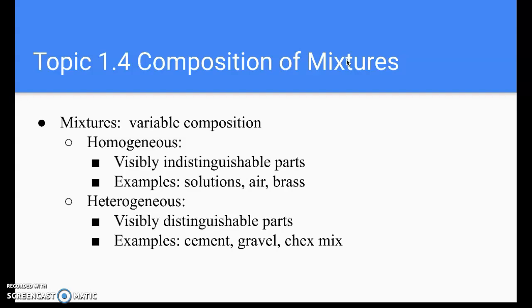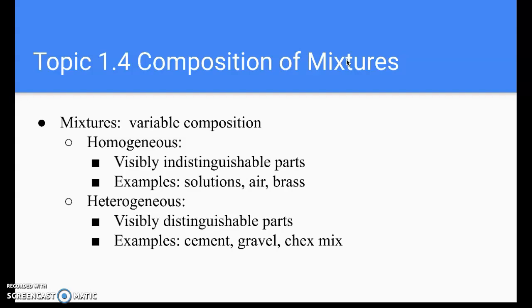First thing is know what a mixture is. A mixture is defined as something with a variable composition. There's two classes of mixtures. There's homogeneous, which has visibly indistinguishable parts, as in it all looks like the same thing. You cannot see the different parts. Examples are any solutions such as air, brass, so like salt water would be another example with that.